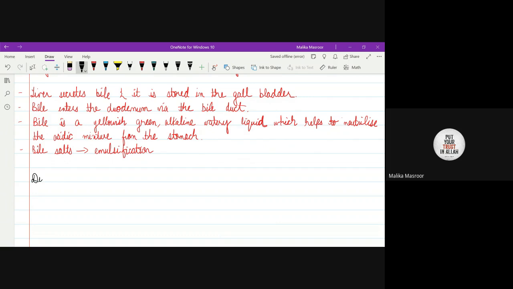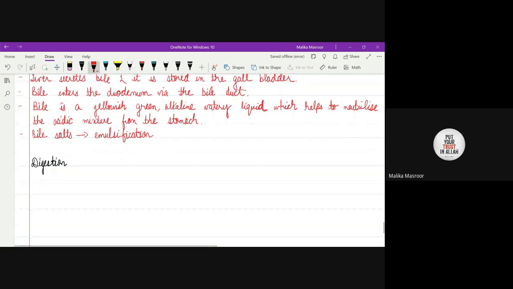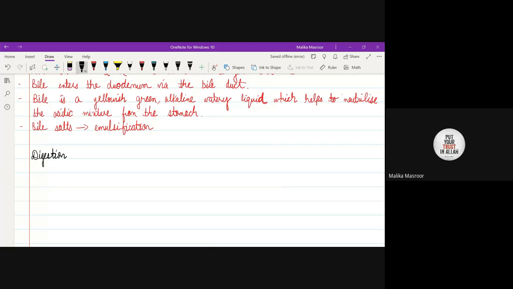Okay. Now, if I talk about digestion, like we have talked about from the beginning of the chapter, there are two types: physical and chemical. Physical, or it's also called mechanical, physical or mechanical digestion. Second is your chemical digestion.